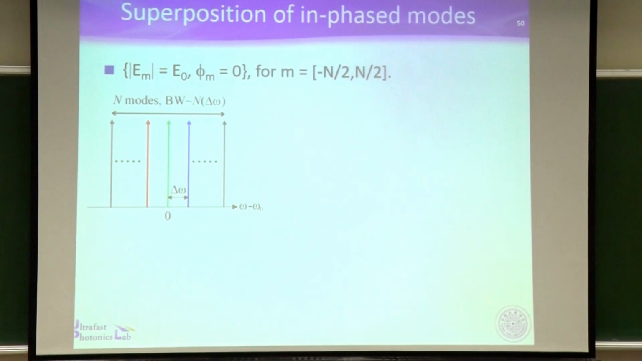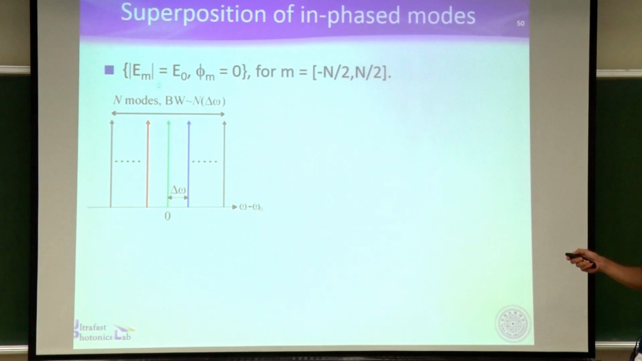Okay. So the last topic of this lesson is the impact of phases on pulse formation. Let me show you 3 examples. Example 1 is you have big N modes. N could be a large number, like 1,000. Okay? So your bandwidth is about big N times mode spacing, delta omega, as I mentioned before.